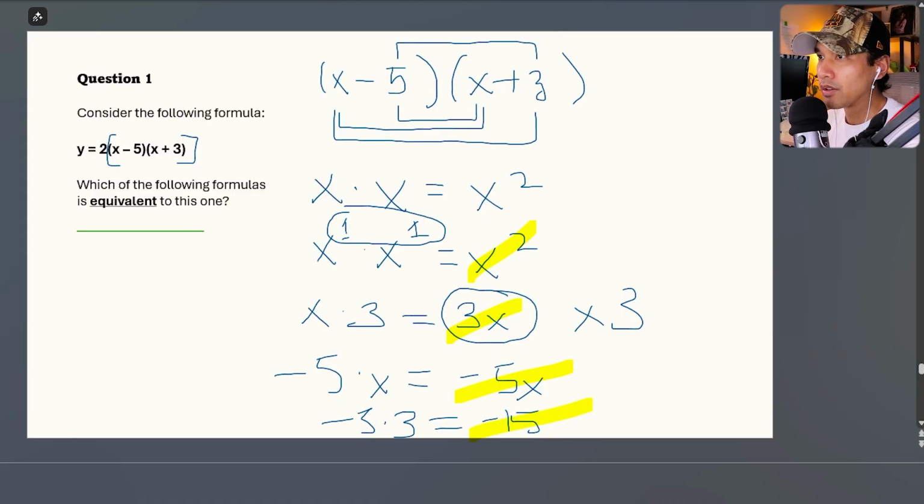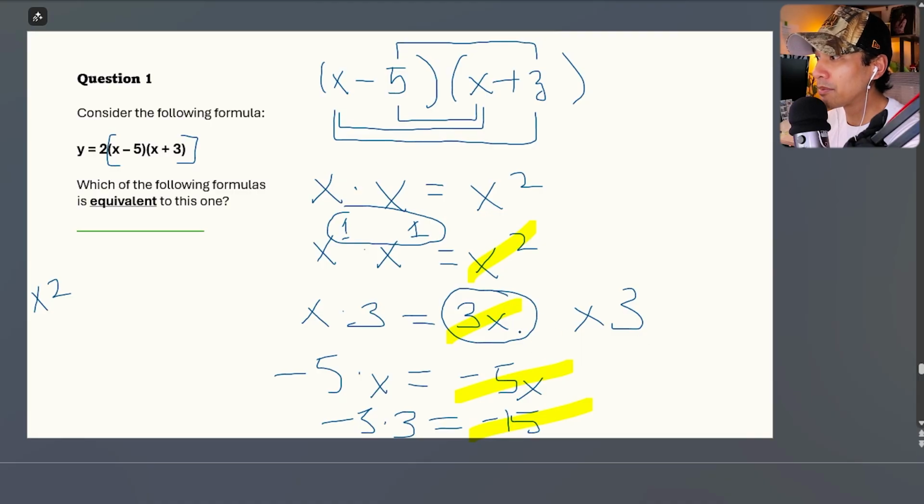Now we have to do what we call combining like terms. So x squared, can this be combined with anything that's highlighted? And the answer is no. There's nothing that we could combine with x squared. So we write just x squared.